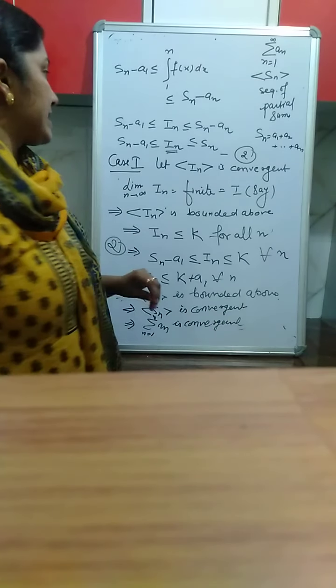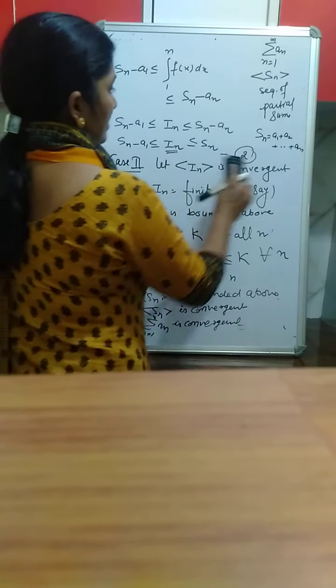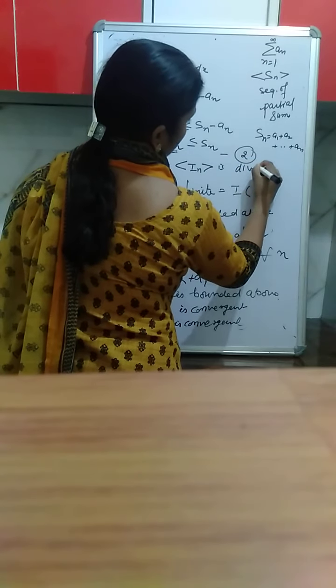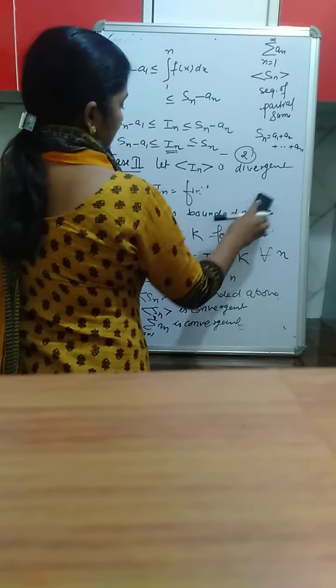Next we consider case 2, when In is divergent. Case 2, when In is divergent, okay? But when In is divergent, it means the limit as n tends to infinity of In is infinity.